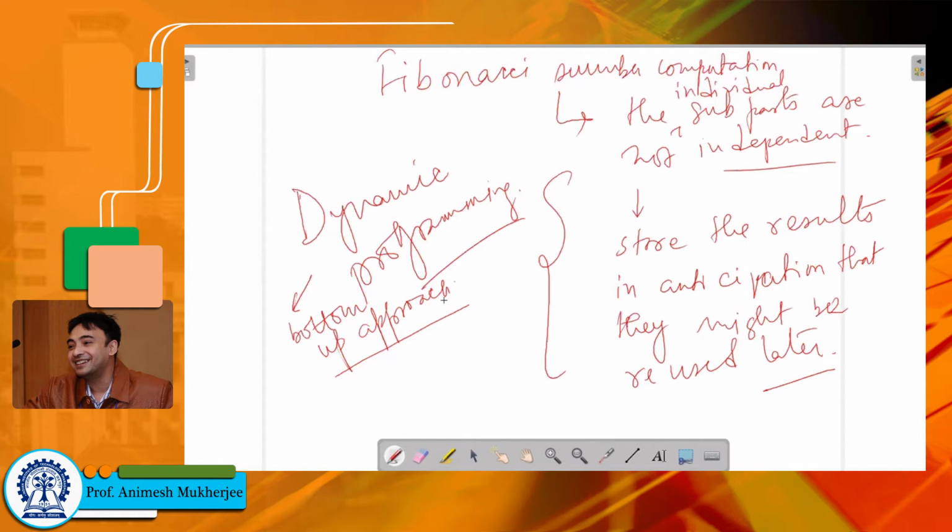Now you have to be very careful while you are solving a problem. The crux of understanding whether the divide and conquer technique or the dynamic programming technique is going to be more efficient for your problem statement is to see whether the subparts are useful and need to be stored in order to generate the results for the larger parts, which means that the subparts cannot be independently computed.